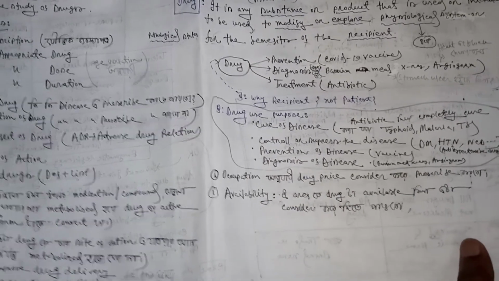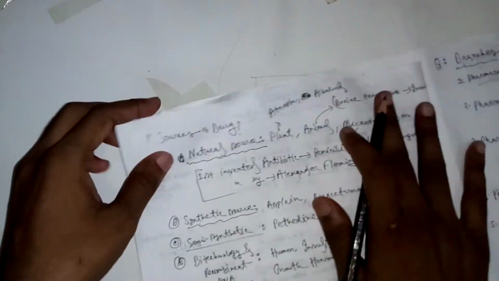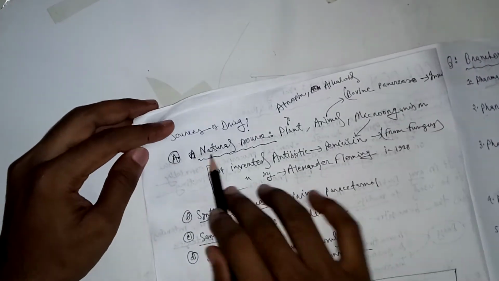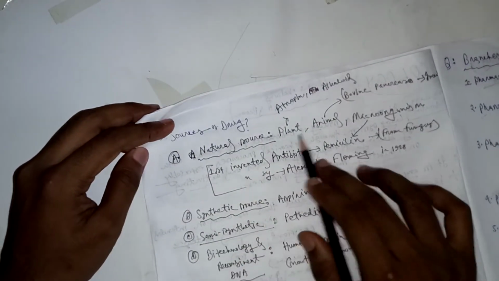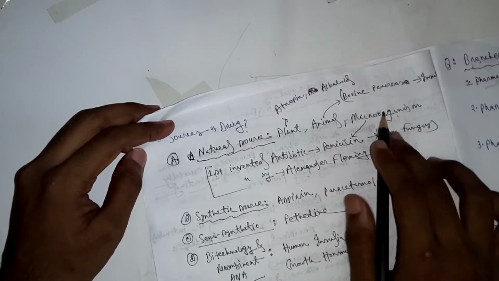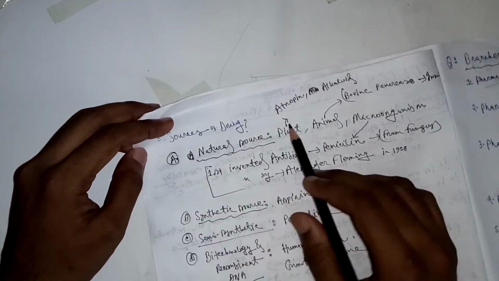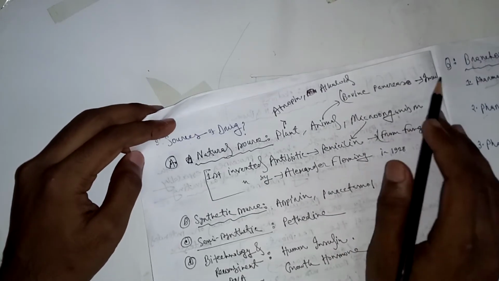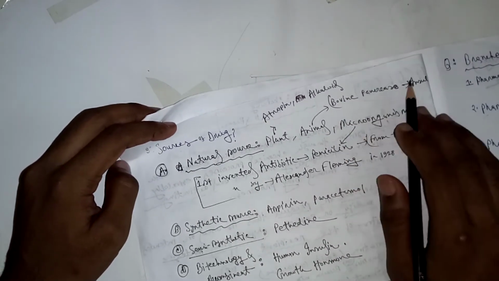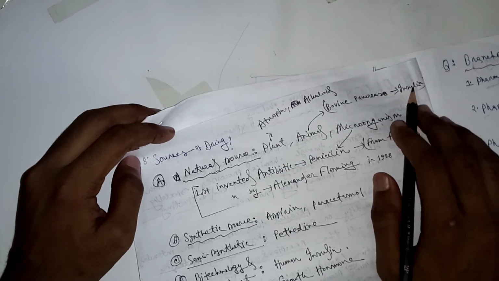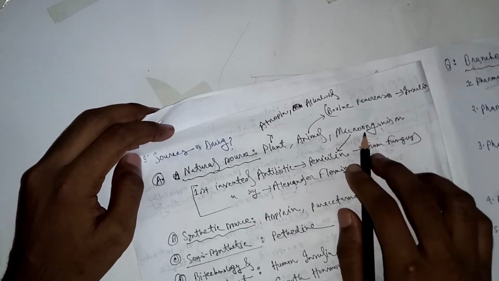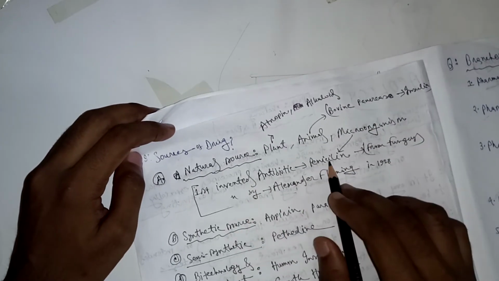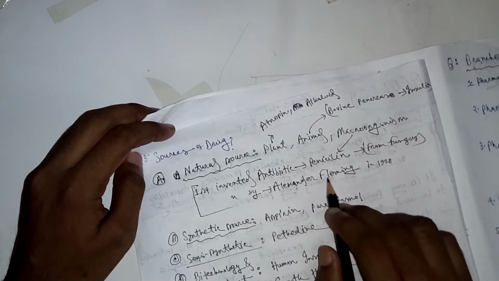So I have to consider the availability of the drug that I am prescribing. Okay, then sources of the drug. There are so many sources, so I have taken the natural sources: plant, animal, microorganism. These are the natural sources of the drug, like plant, atropine, alkaloid; animal, bovine pancreas. From bovine pancreas we could take insulin at first, and then from microorganisms like bacteria or fungus.